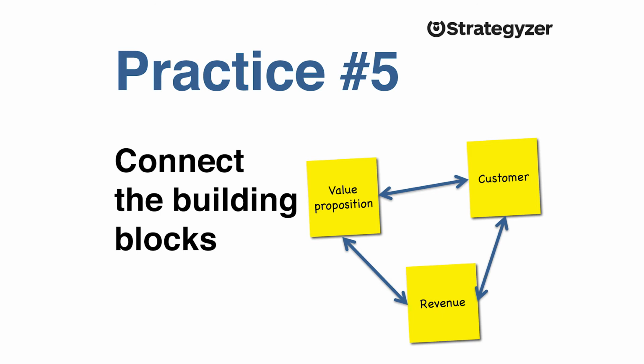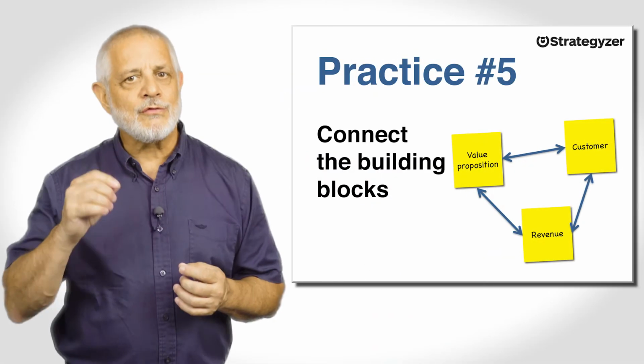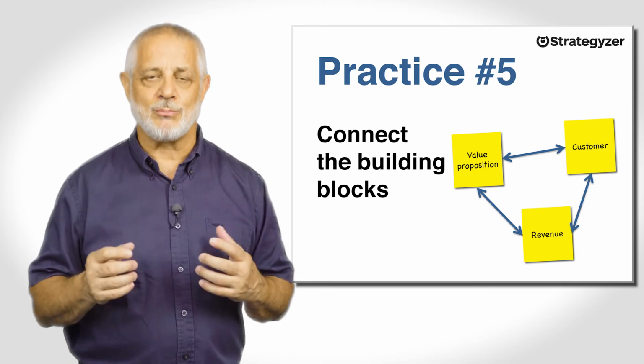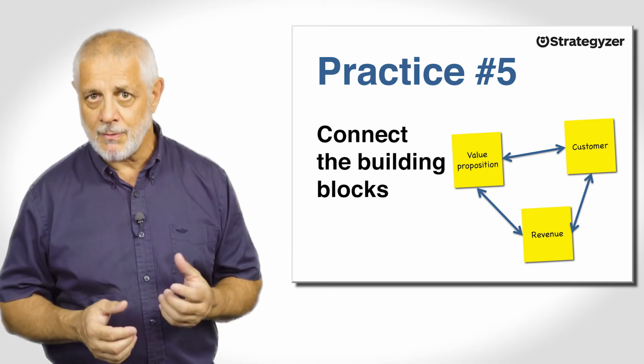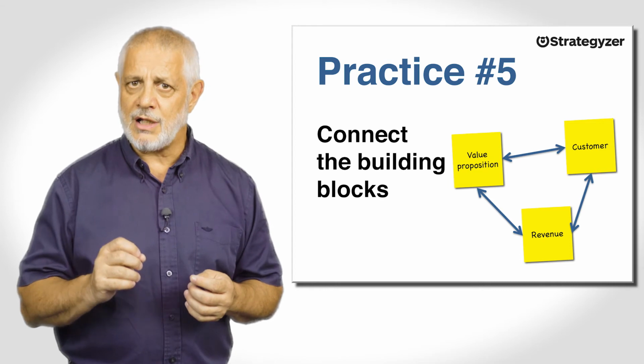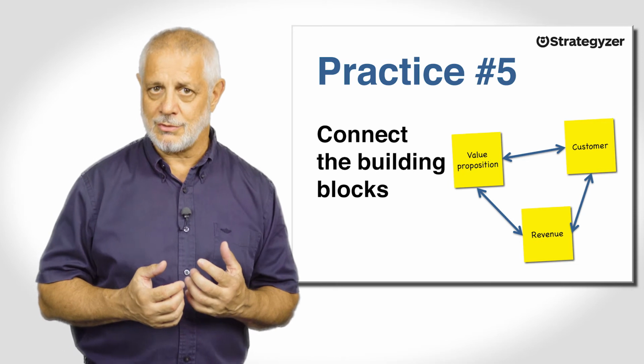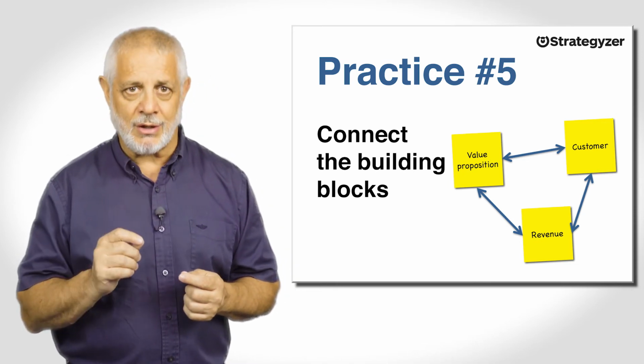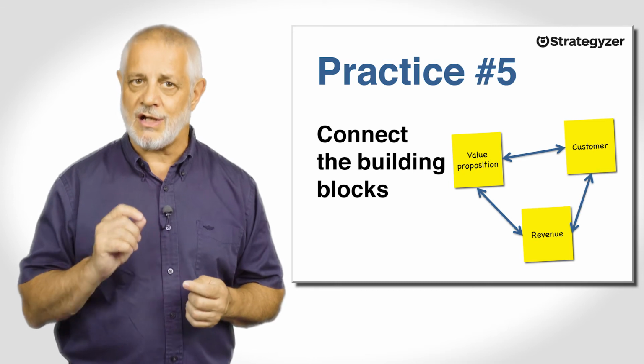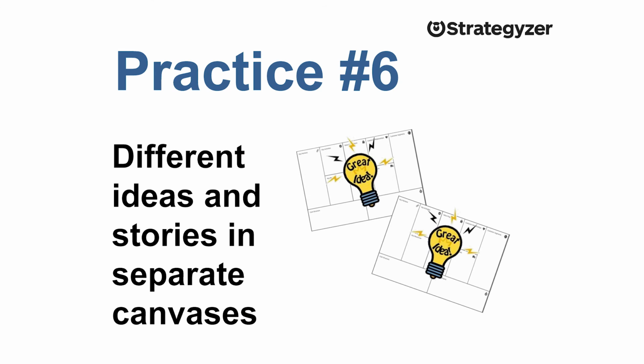Practice number 5. Connect the building blocks. Now, this refers back to the golden triangle that we mentioned previously in the section on revenue streams. You should never have an orphan in the 3 elements of customer, value proposition, and revenue. For each idea in one of these areas, there must be corresponding entries in the other 2. Connecting each building block to another also serves as a check on the business model. By taking each block and understanding where it should be connected, it allows you to test the completeness of the overall model.